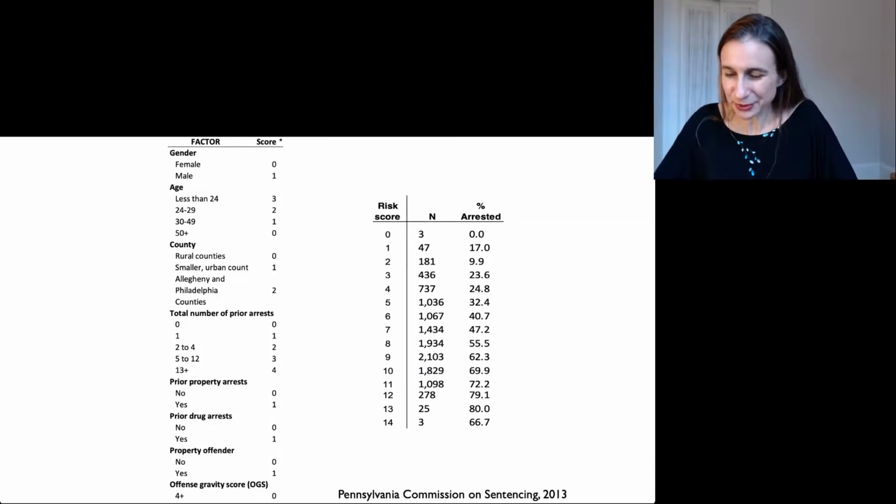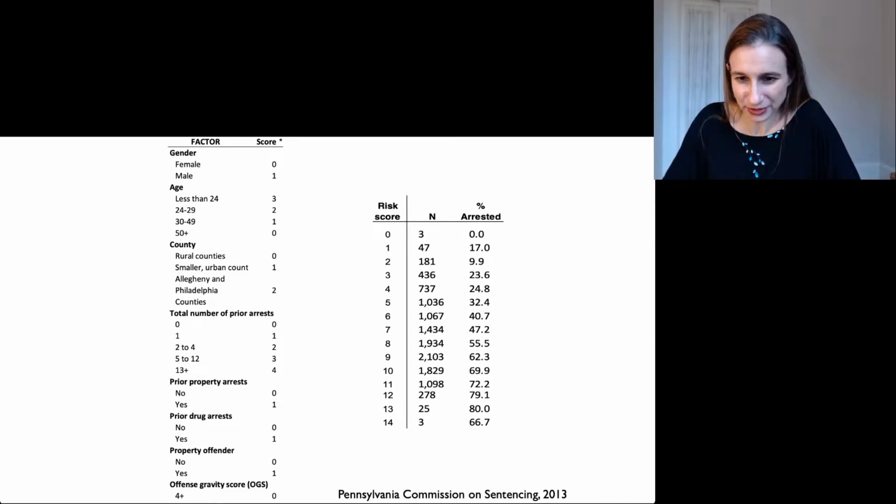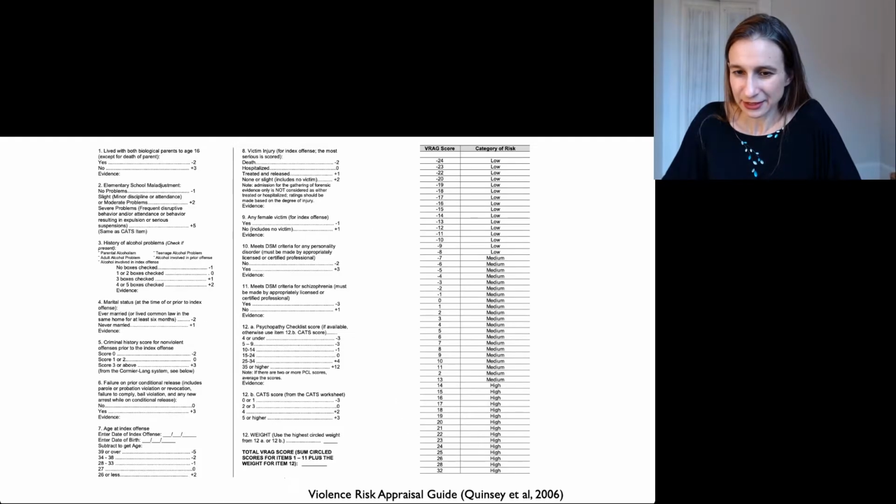So anyway, here's a more recent risk score. This is a Pennsylvania Commission on Sentencing score, and again, it's a point score. So you add up points and then it translates into your risk. And then this is the Violence Risk Appraisal Guide, and here you add up the points and then it translates into low, medium, and high risk.